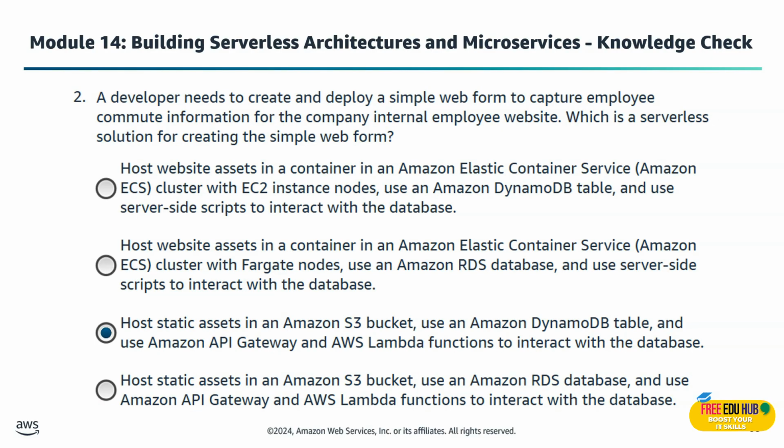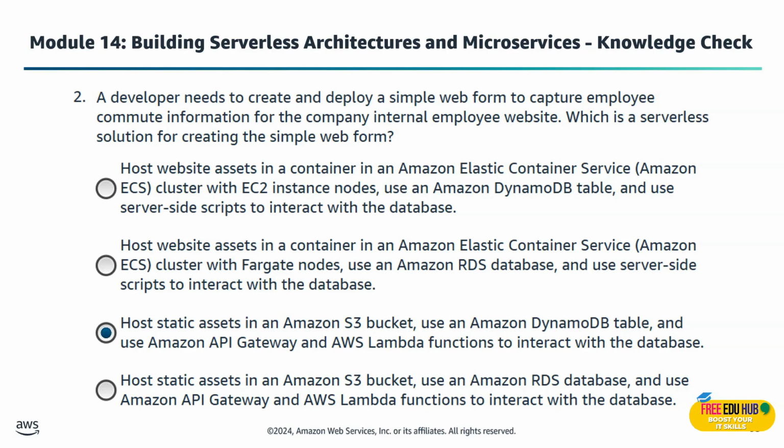Question number 2 says a developer needs to create and deploy a simple web form to capture employee commute information for the company internal employees website. Which is the serverless solution for creating a simple web form? So the right answer for that one is to host a static website in an Amazon S3 bucket, use an Amazon DynamoDB table and Amazon API Gateway and an AWS Lambda function to interact with the database. This is the true serverless setup.